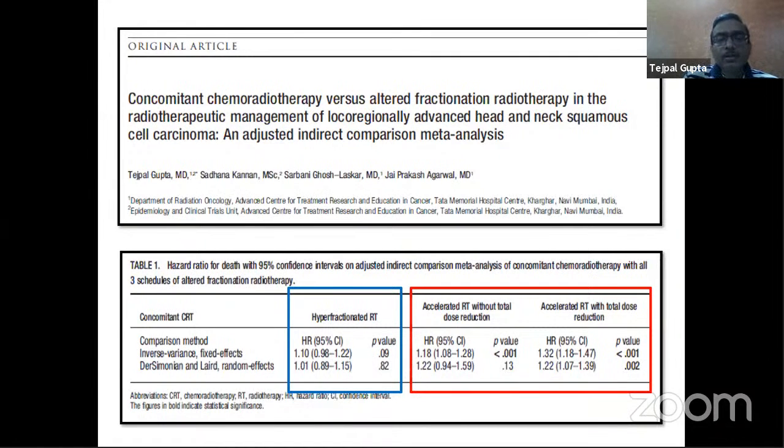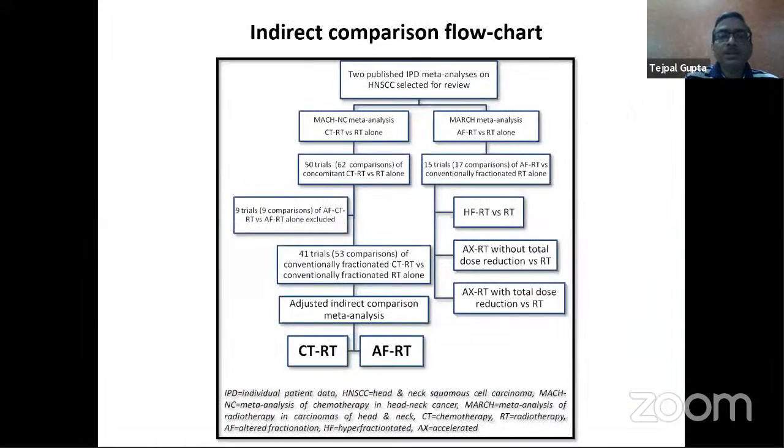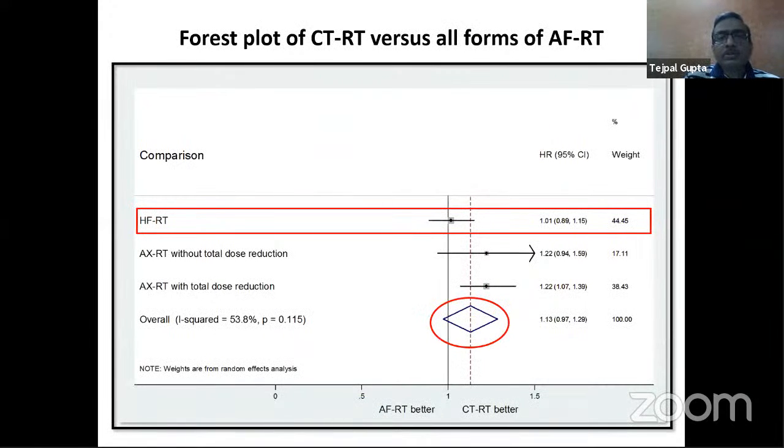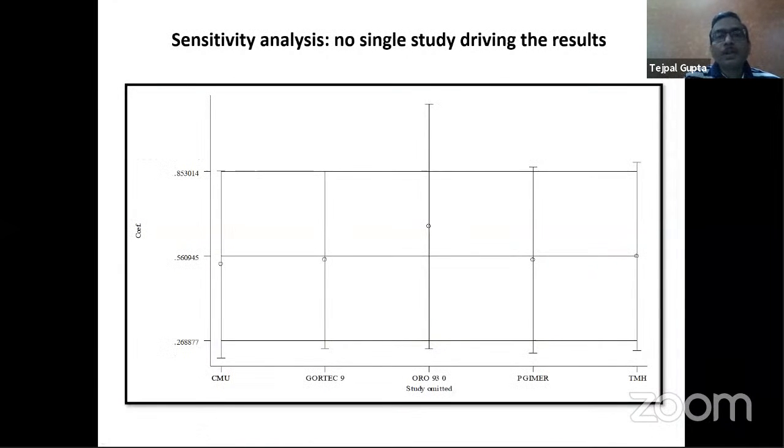And as you can see, the HR for hyperfractionated radiotherapy was not very different compared to conventionally fractionated radiotherapy. But accelerated radiotherapy without total dose reduction and accelerated radiotherapy with total dose reduction were actually worse than concurrent chemoradiotherapy. So this was the typical indirect comparison flow chart. These are the forest plots of CTRT versus all forms of altered fractionation radiotherapy. Again, as you see, for hyperfractionated radiotherapy there was no difference in HFRT versus concurrent chemoradiotherapy. Sensitivity analysis did not show any single study driving the results of the meta-analysis.